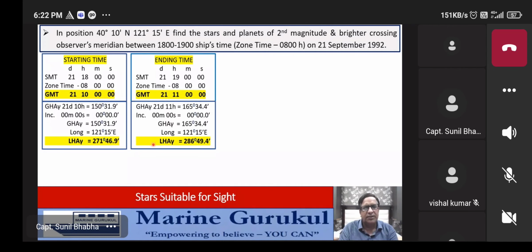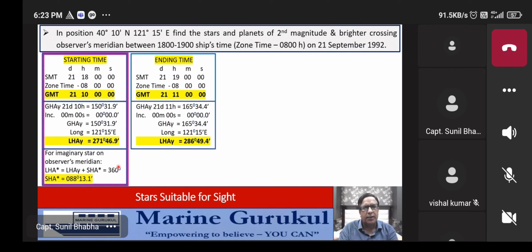Now we find the SHA of the imaginary star on the observer's meridian at the starting of the interval and at the ending of the interval. For the imaginary star on the observer's meridian at the commencement of the interval, LHA star, which is equal to 360 degrees, will be equal to LHA Aries of 271 degrees 46.9 minutes plus SHA star, which gives us the value of SHA star as 088 degrees 13.1 minutes at the commencement of the required interval. In exactly the same way, we can get the SHA of the imaginary star on the observer's meridian at the end of the interval.